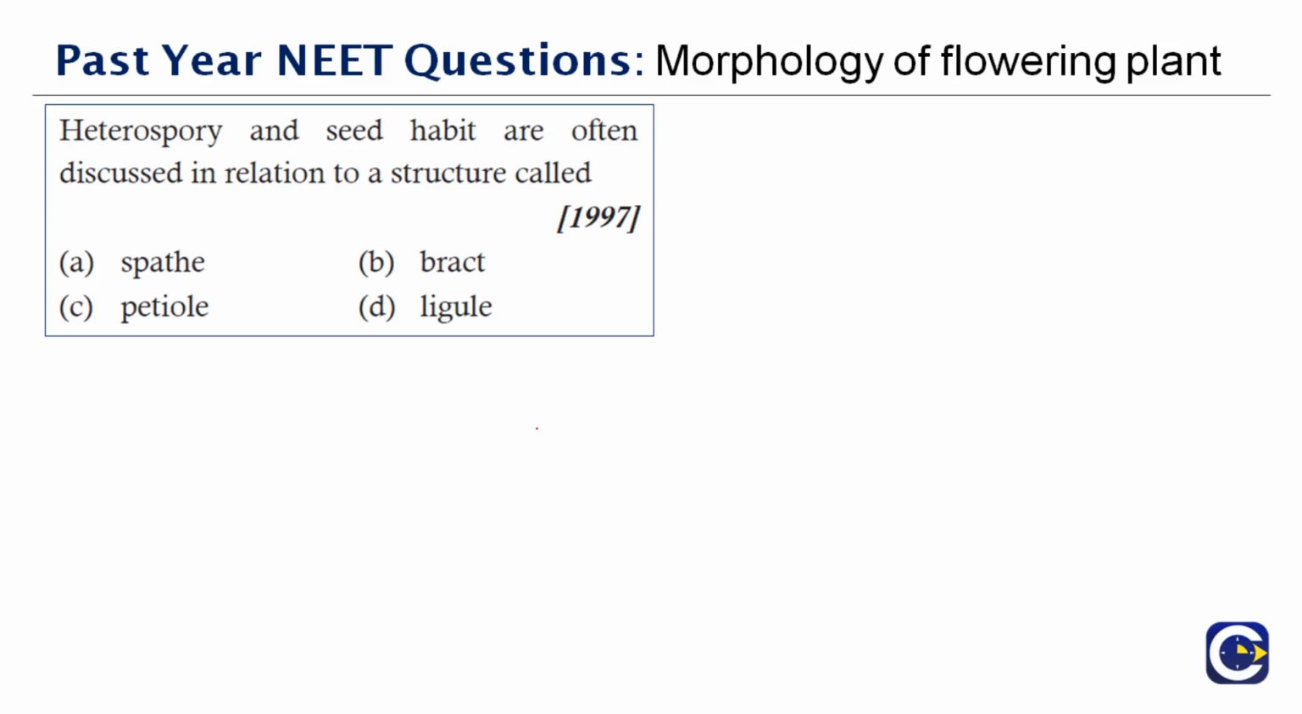Heterospory and seed habit are often discussed in relation to a structure called as dash. Okay, so we have four options here: path, petiole, bracket and ligule. The right answer is ligule.